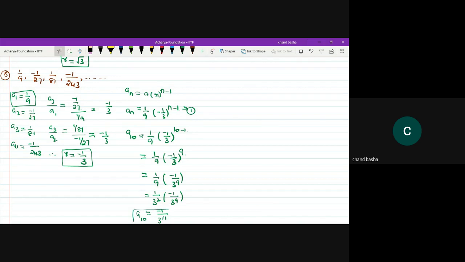Hope you can understand this question. Yes. Sir, you can also write minus 1 by 3 whole power 11, no, sir? Yes, you can write minus 1 by 3 whole power 11 also. This is left for you. You can work on it.